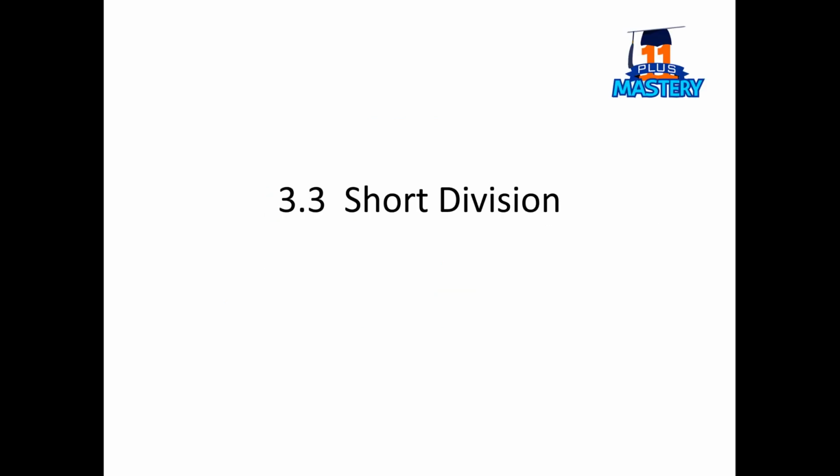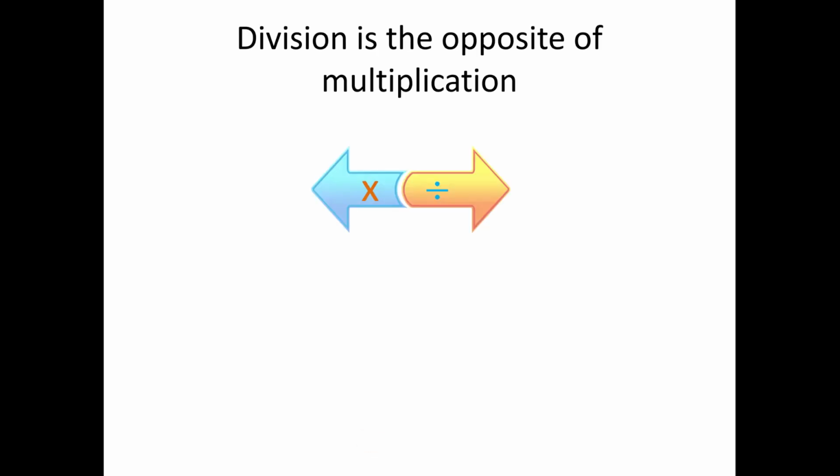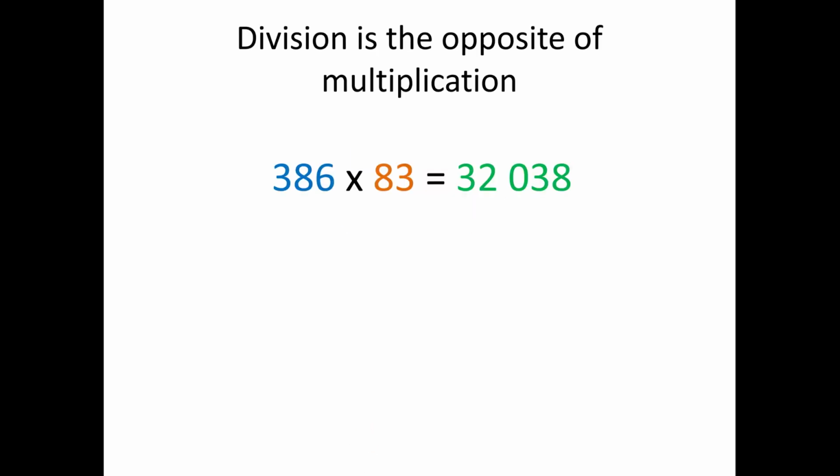3.3 short division. The words used for division are divide and quotient. So if I ask for the quotient between two numbers, I simply divide them. Now division is the opposite of multiplication. So if I have the question 386 times 83 equals 32,038, then I can multiply these two to get that. So I can divide this number by either of these to get the other one. So this divided by 83 will give me 386, or this divided by 386 will give me 83.